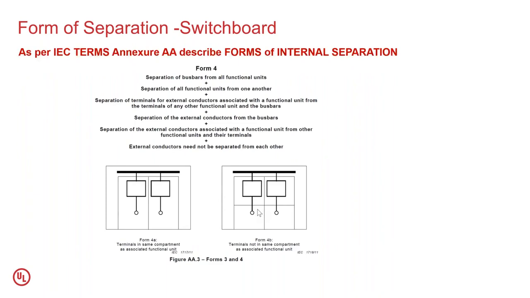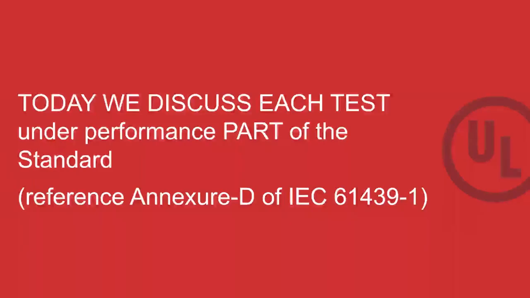As I go on making separate rooms for individual parts, the form of separation goes on increasing. Okay. This is very, very important to understand under form of separation. Now, hope this is clear for you. And today we discuss the test performance under part of the standard, reference to annexure D of IEC 61439-1.